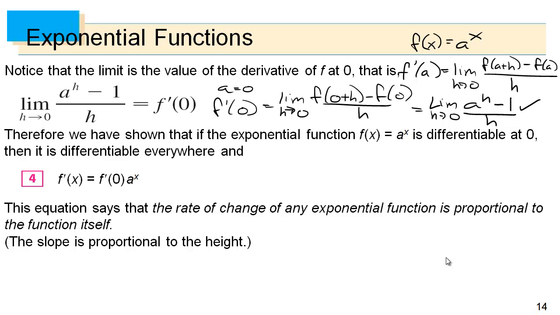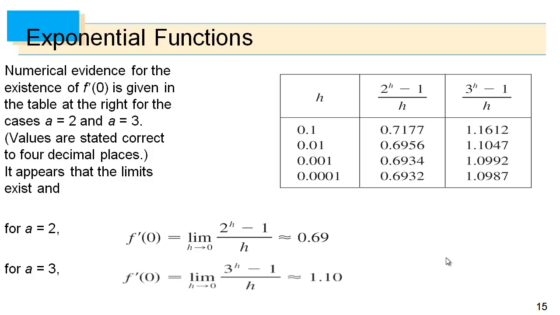So this equation is telling us that the rate of change of any exponential function is proportional to the function itself, right? Because the derivative is the rate of change, how fast it's changing. So the speed at which this function is changing, its derivative, is just equal to the function itself times a constant, times a number, and that number happens to be the derivative of the function at 0, but it's still a number. So that means the rate of change of the function is proportional, it's just itself times a number. That's what proportional means.